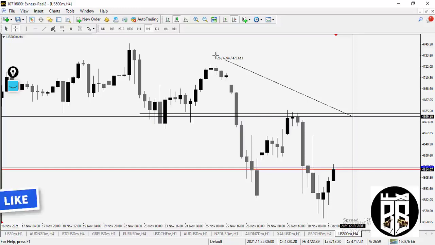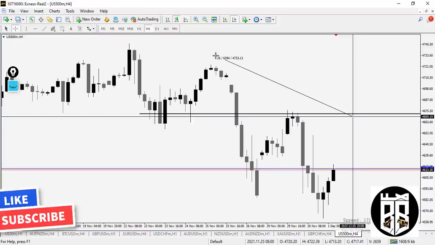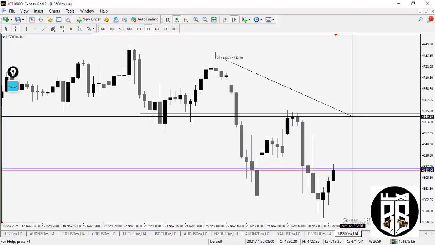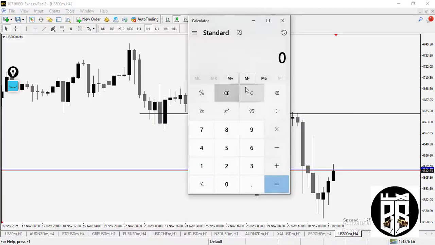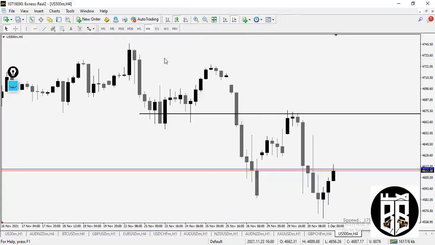6394, right? No, 4669, 4733. Okay, so 4669 is the entry minus 4773. So that's 104 pips. Okay, so I'll be saying, okay, I'm risking 104 pips.